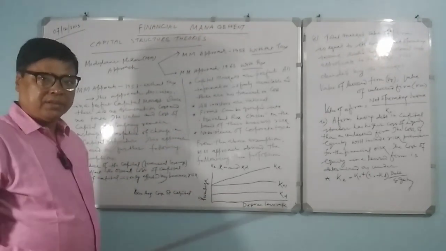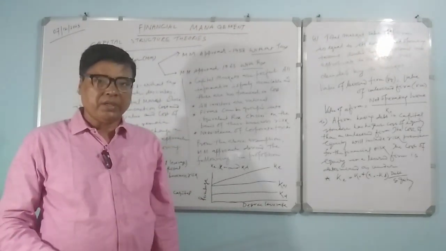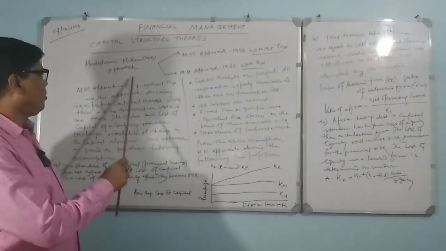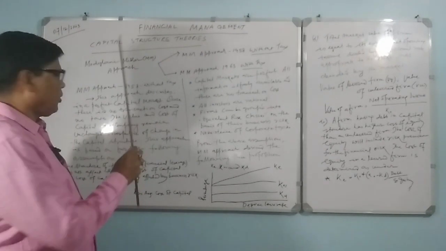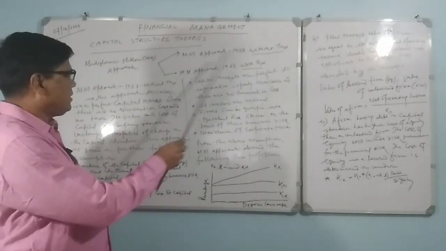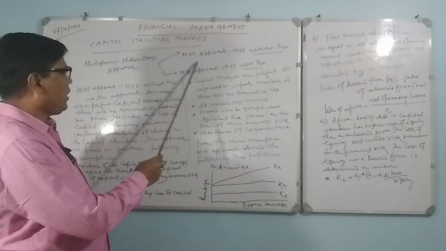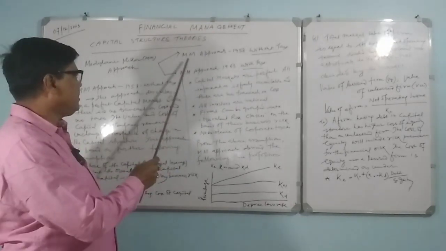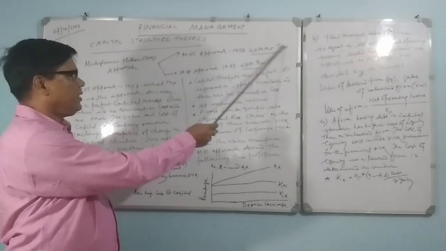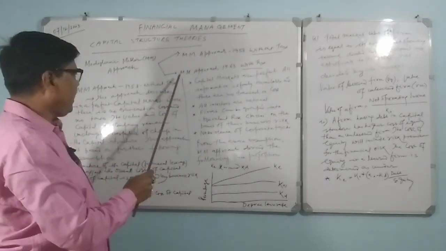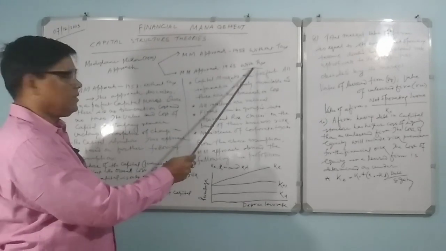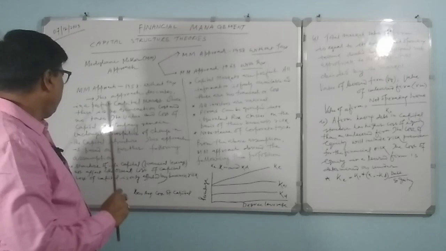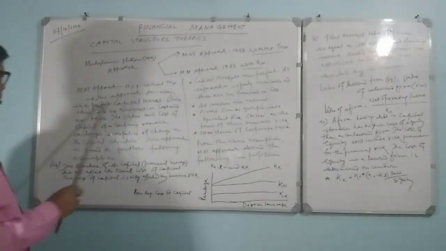As has been discussed in my other video, there are different types of theories. Out of those, one of the important theories is the Modigliani-Miller approach. Under this approach, there are two types of things. One was designed in the year 1958, that is the approach of 1958, and that is without tax. Another is the approach of 1963 with tax. First of all, we will be discussing the approach of 1958 without tax.